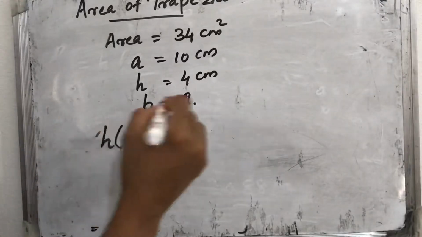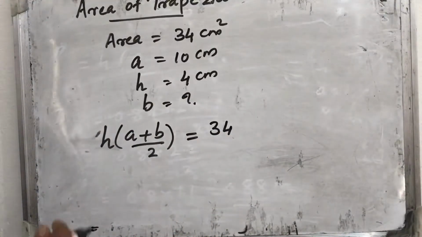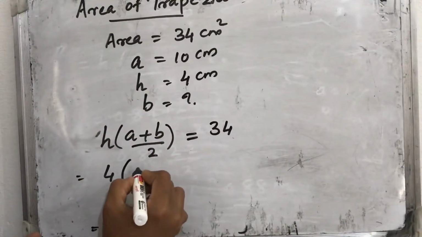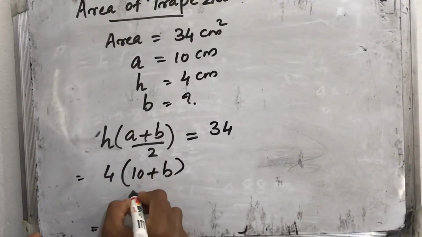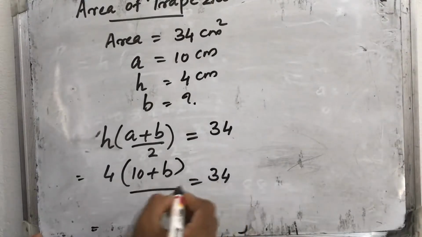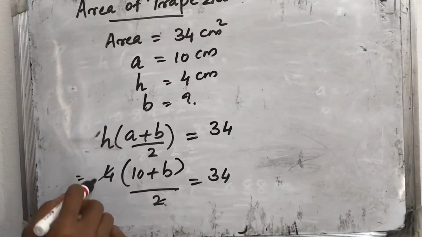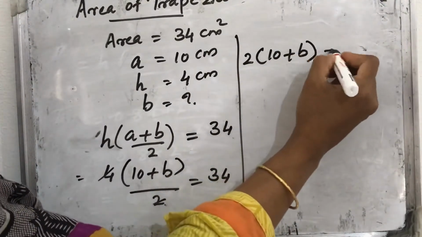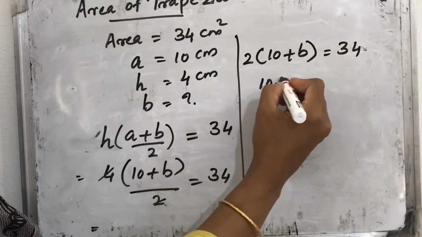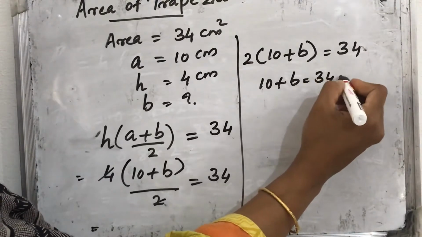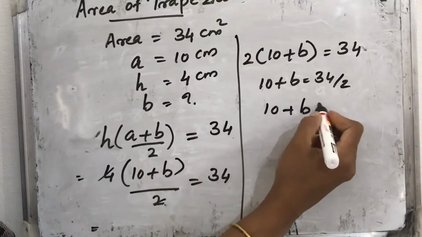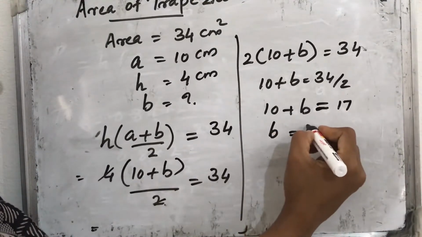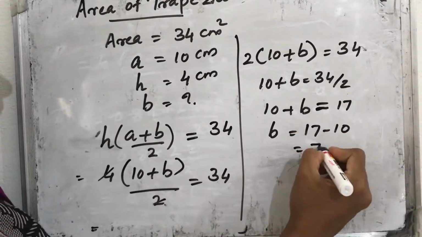is equal to, that is given how much? 34 here. Then substitute h and a here. h is here 4. 4 into (a plus b), 10 plus b, by 2, that is given 34. So 4 and 2 we can simplify. This will get 2 into (10 plus b) equal 34. So 10 plus b equal 34 by 2. So 10 plus b equal 17. Therefore b equal 17 minus 10, that's 7 centimeter.